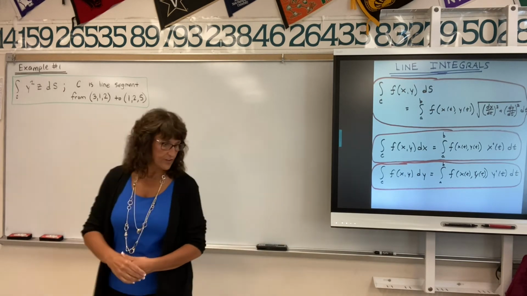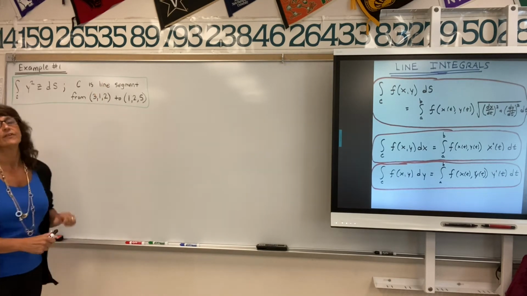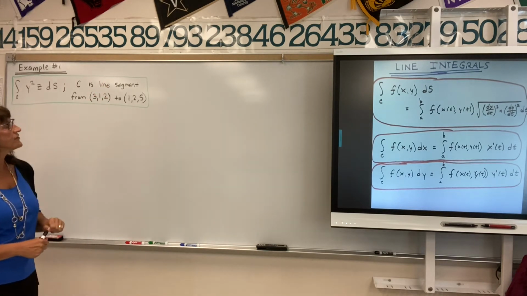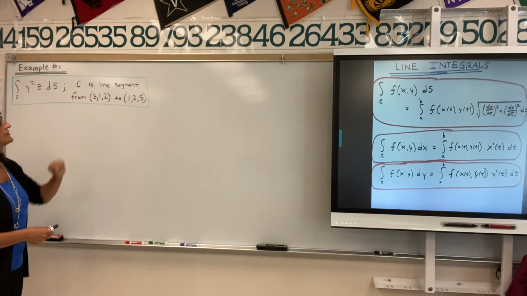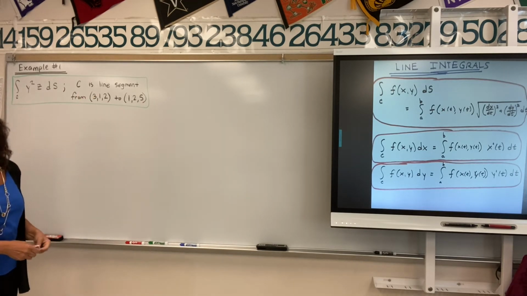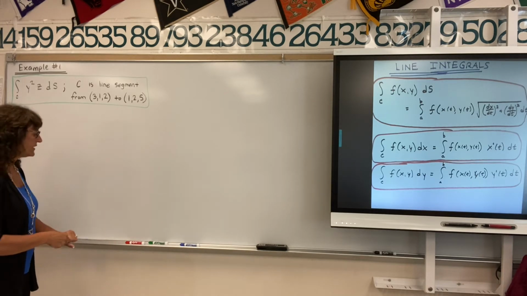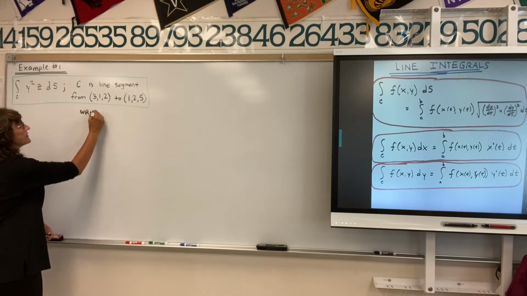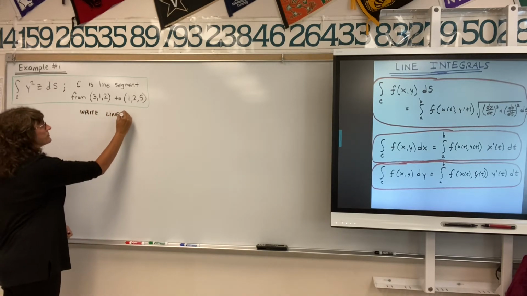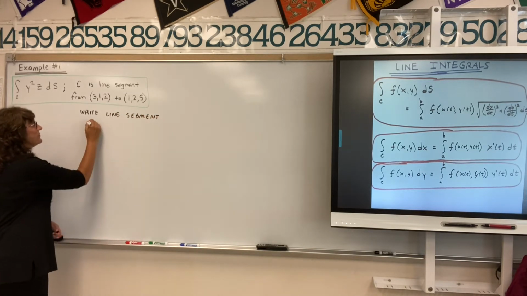So let's see how this is done. First of all, we're going to take our curve, which happens to be a line segment that we're integrating along. We're going to write this equation of a line segment in 3-space as a parametric form of equations. So we're going to write the line segment in parametric form.